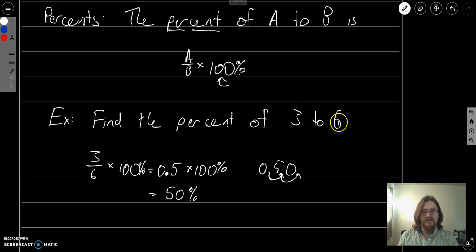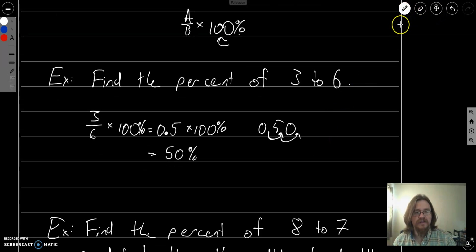The percent of 3 to 6, well, 3 is 50% of 6. And this is a fairly nice calculation. We all know that 3 is exactly half of 6. And half should be 50%. So we can write 3 is 50% of 6.